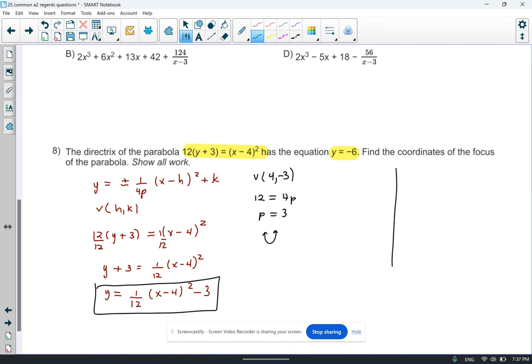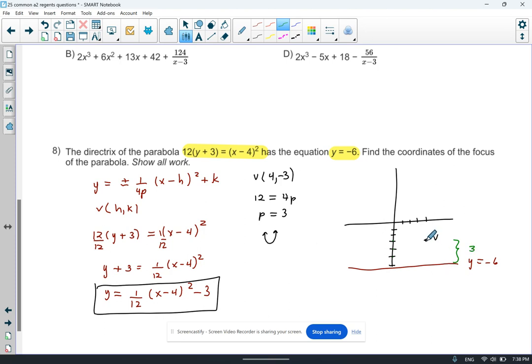At this point, I can sketch a graph because most of the time they don't give you graph paper for it. And so I know that my vertex is 4, -3, and I'm going to label that V. And I know my directrix is -6, so it's that horizontal line, which I label. And I know the distance between the vertex and the directrix is 1, 2, 3, which we know already.